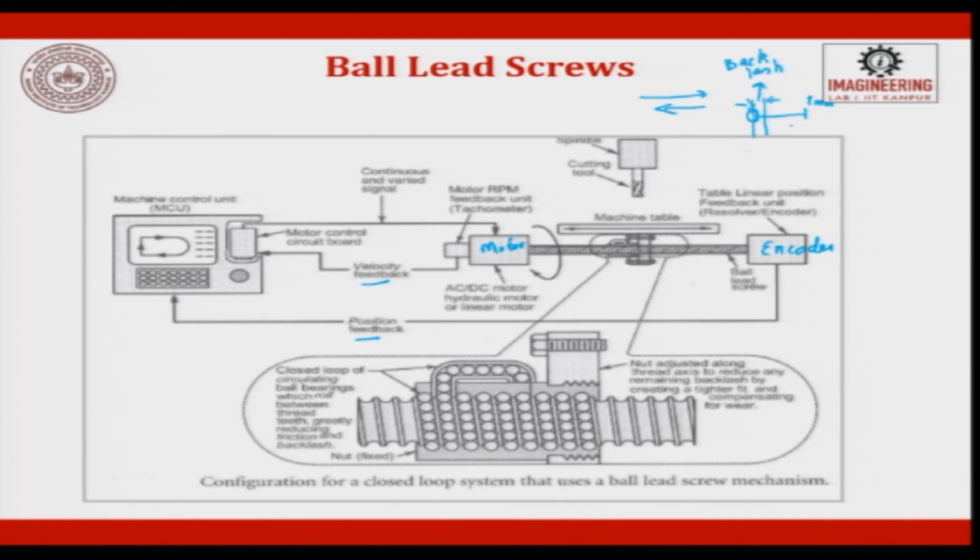In order to avoid this backlash, we try to go for this recirculating ball screw. The nut is adjusted along the thread axis to reduce any remaining backlash by creating a tighter fit and compensating for wear. So, this is an adjustment which you can do to compensate for the wear. This is a schematic diagram of a CNC machine which is attached with the ball screw.